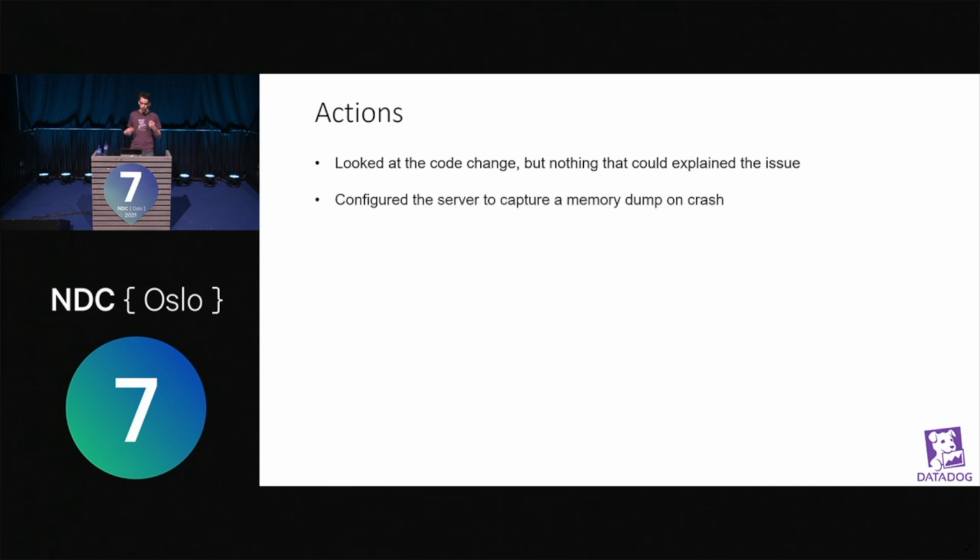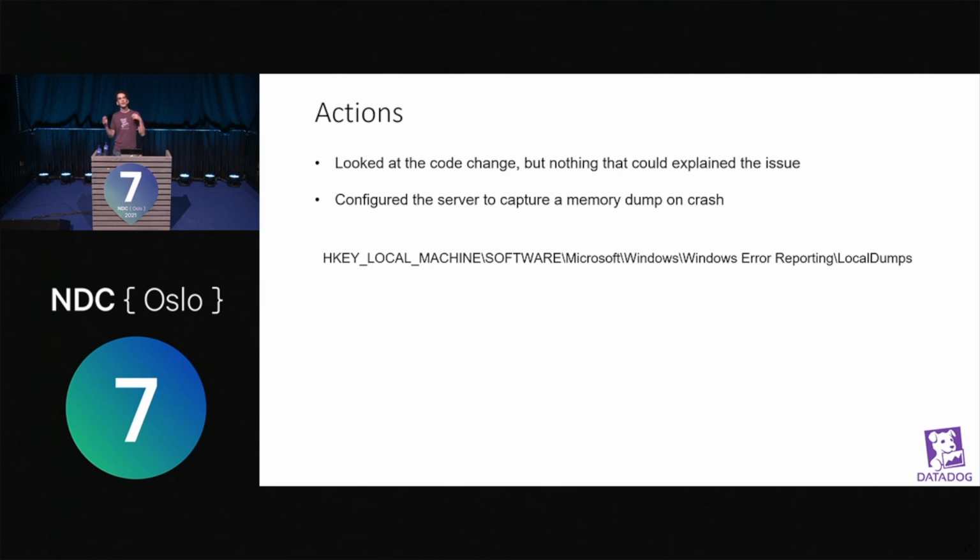So the next step was to configure the server to capture a memory dump the next time it crashed. You can do that by setting a registry key. Everything is properly documented on MSDN, so I won't spend time on it. It's good to note that I didn't even try to reproduce the issue locally. The reason is that since it was happening only once per day, I figured my chances of reproducing it locally were really very slim. So I didn't even try.